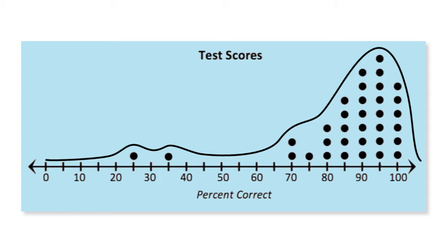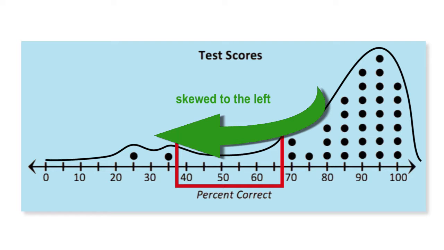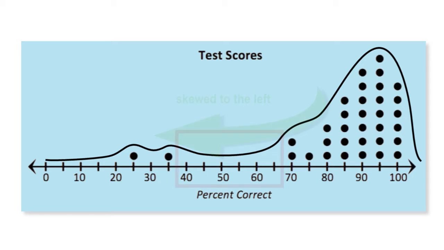The most common score or highest peak on the graph was 95%. Gaps are places on a graph where data values are not present. There is a gap on this graph between 35% and 70%. The gap tells us the data or the mean will be skewed to the left. There were only 2 students who earned a percent below 35% correct on the test.